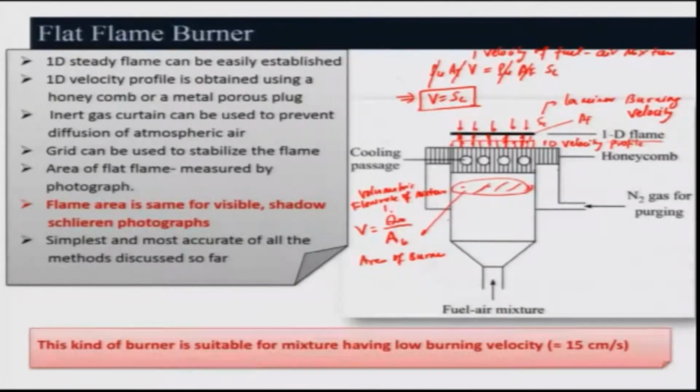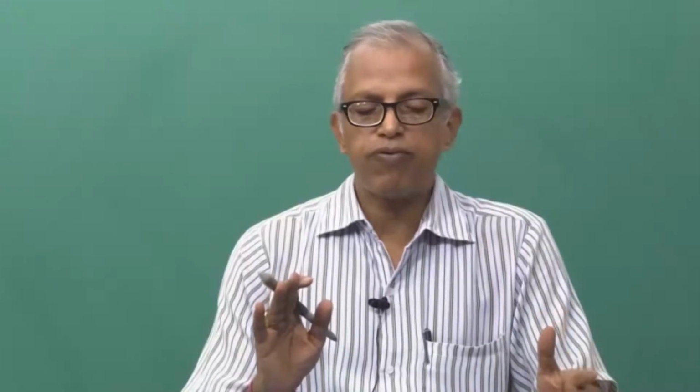Let us now look at the effect of equivalence ratio on the laminar burning velocity.